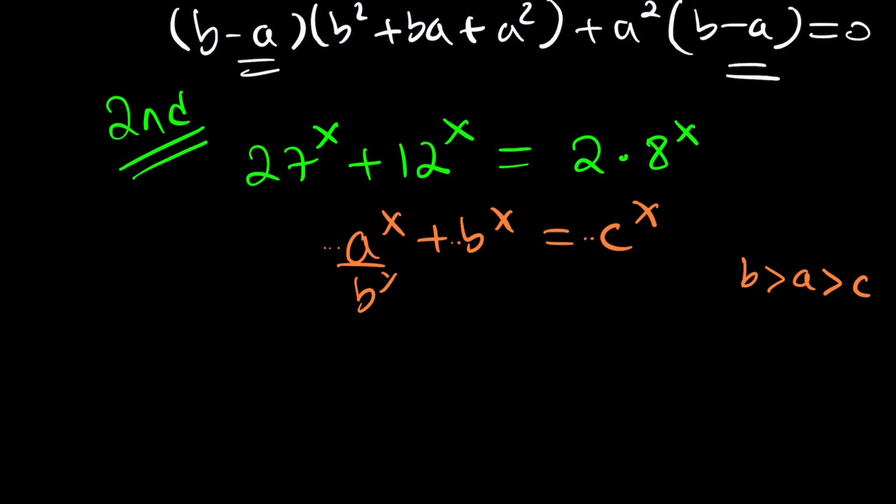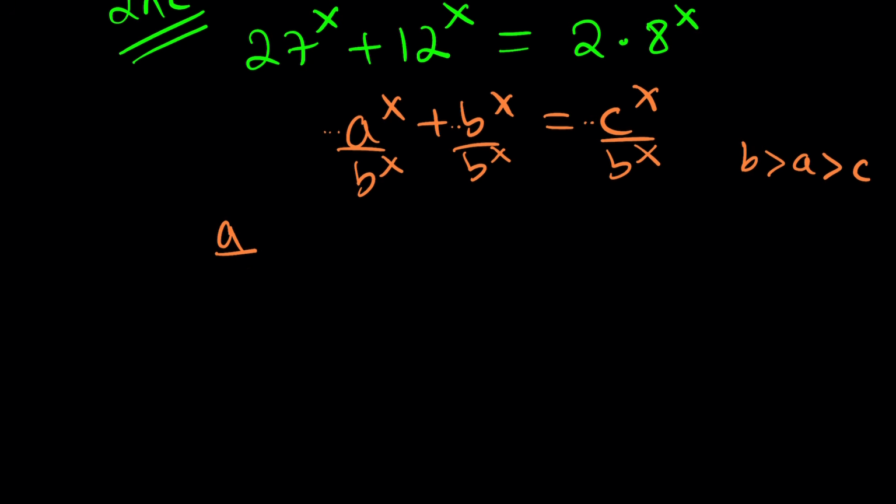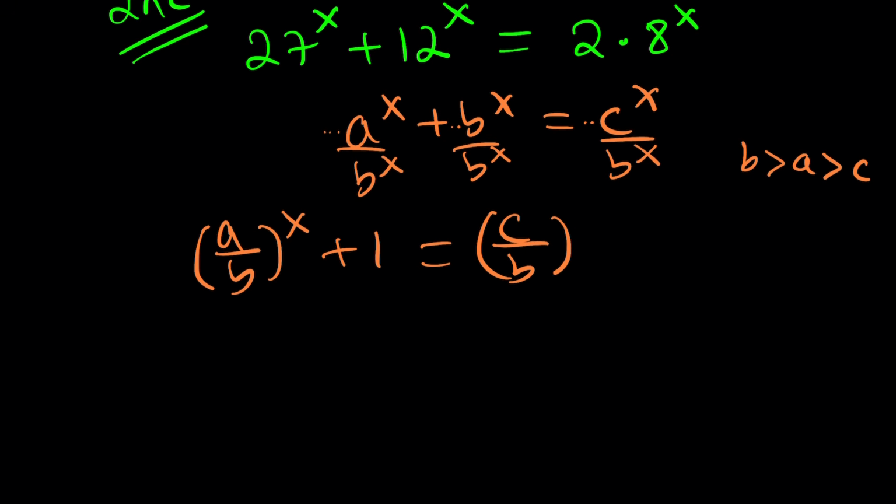You can divide everything by b to the x. And you don't have to, by the way, but this works nicely. And then we get a over b to the x plus 1 equals c over b to the x. Of course, b is larger than both a and c, and I'm assuming they're all positive, right? Which means that now we get a nice equation. And our goal is to make one of these the square of another. You're going to know what I'm talking about.